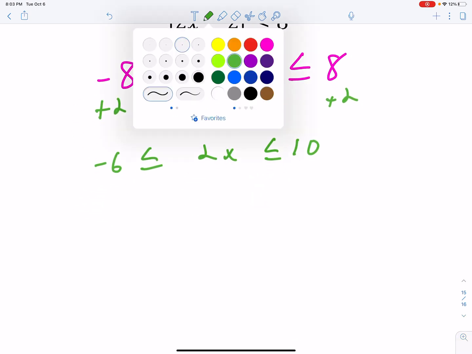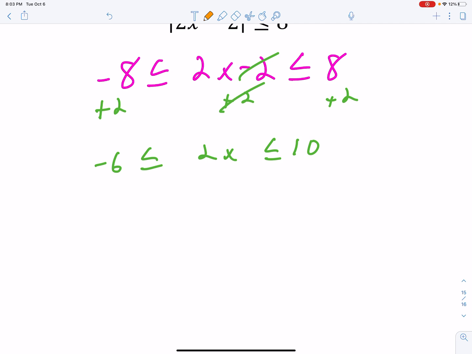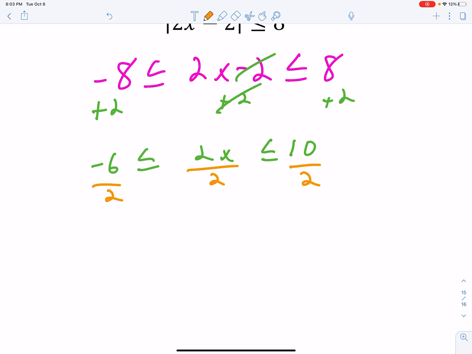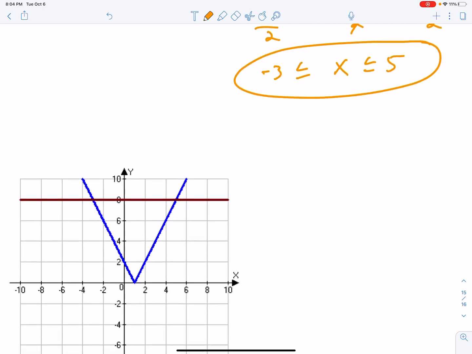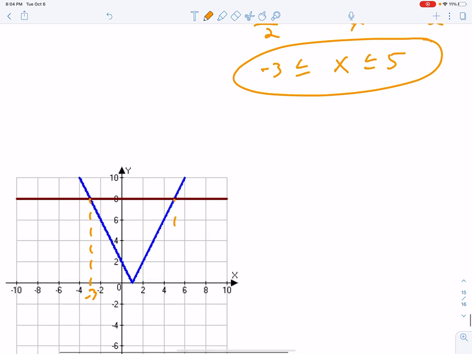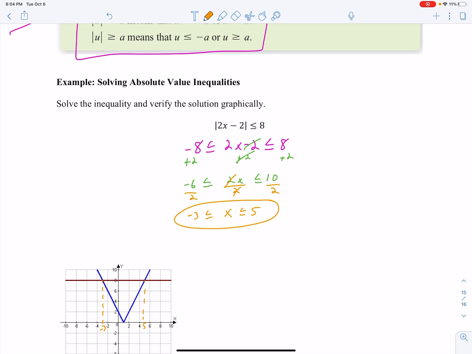Again, we want x by itself in the middle. So we'll divide by 2. Again, divide everything by 2. So that's -3 less than or equal to x, because 2 over 2 reduces away, less than or equal to 5. In other words, our values go between -3 and +5. And if you notice on the graph, there's -3 and there's 5. So graphically verifies our algebra.